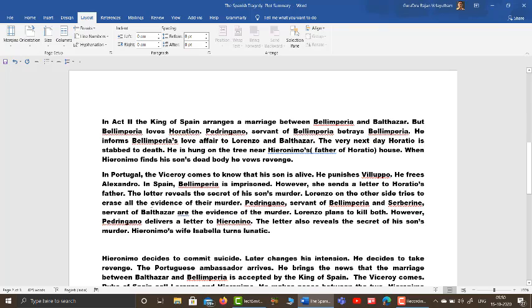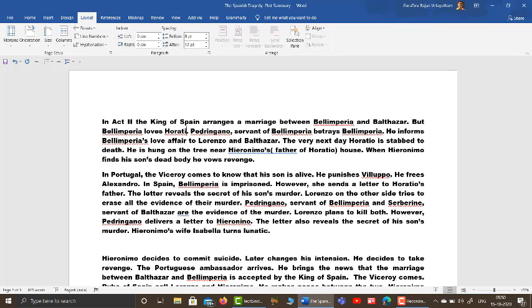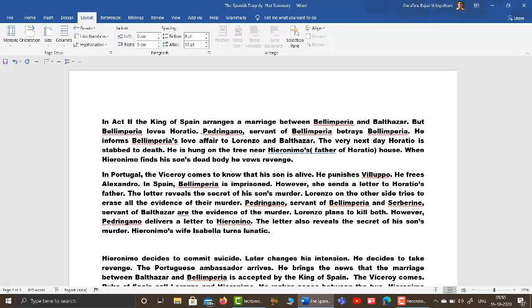So the King of Spain arranges the marriage between Bellipedia and Balthazar. But now there is a problem. Bellipedia is in love with Horatio. Sorry, the spelling is Horatio. For Bellipedia, two different spellings are used in two different texts. Limperia. This spelling is also used, so you can use both spellings.